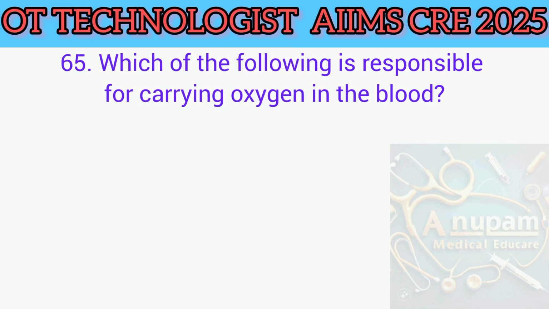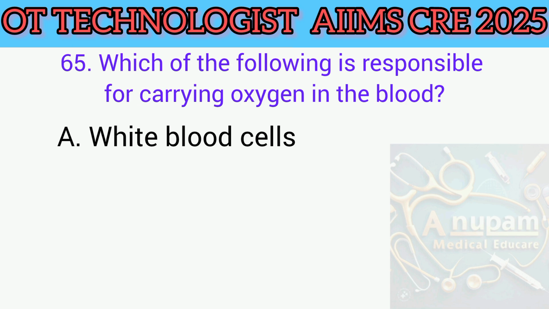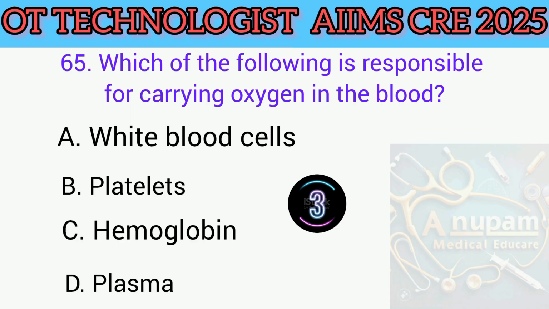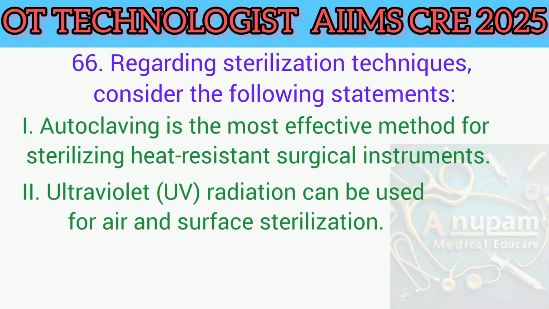Number 65. Which of the following is responsible for carrying oxygen in the blood? Option A. White blood cells. B. Platelets. C. Hemoglobin. D. Plasma. Right option, C.